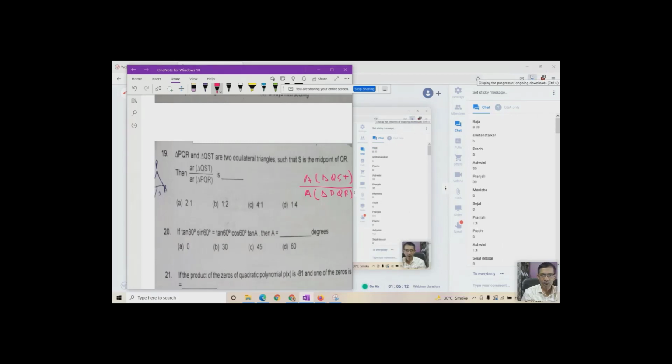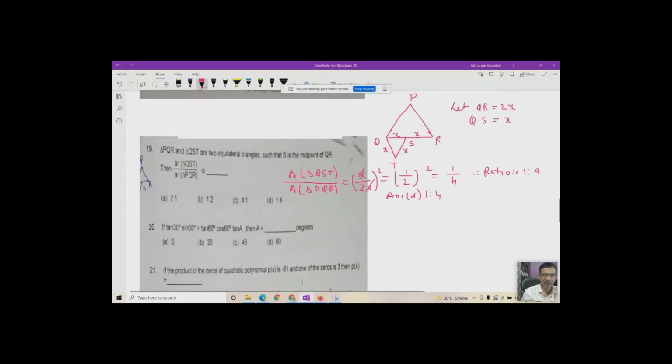Yes. Answer is 30. That is B. Okay, Smita wants me to solve this. So let me write this.